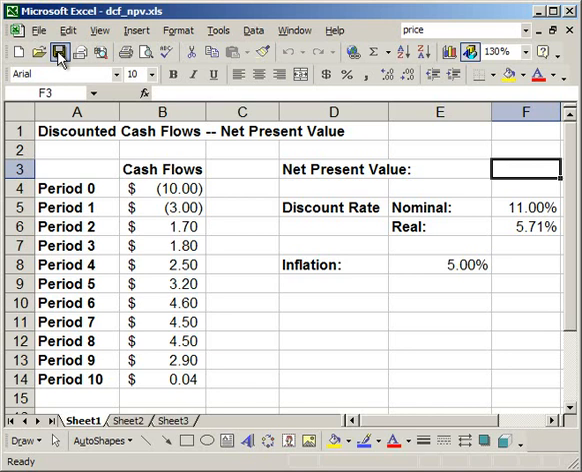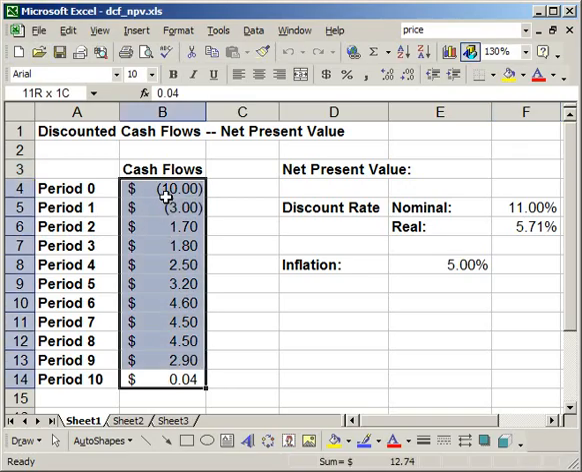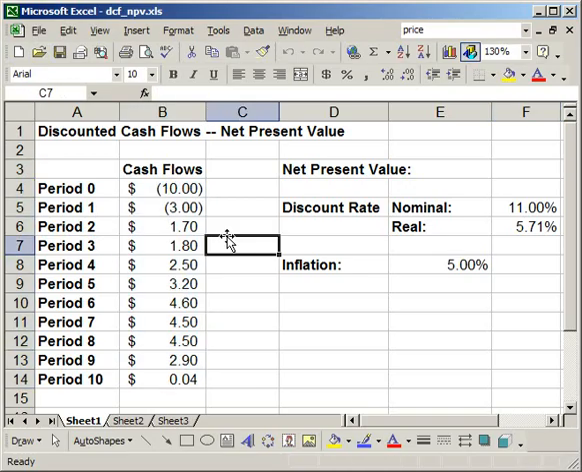In this tutorial, I'm going to give you an introduction into how to get the net present value of a set of cash flows. So basically how to discount them from the future to now. And it's really pretty easy. You just use the NPV function in Excel.